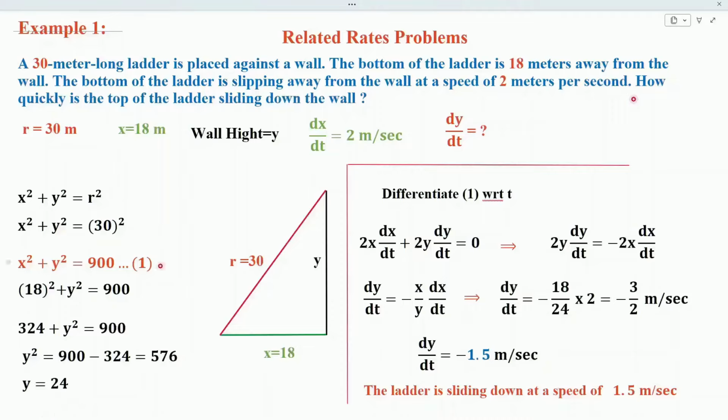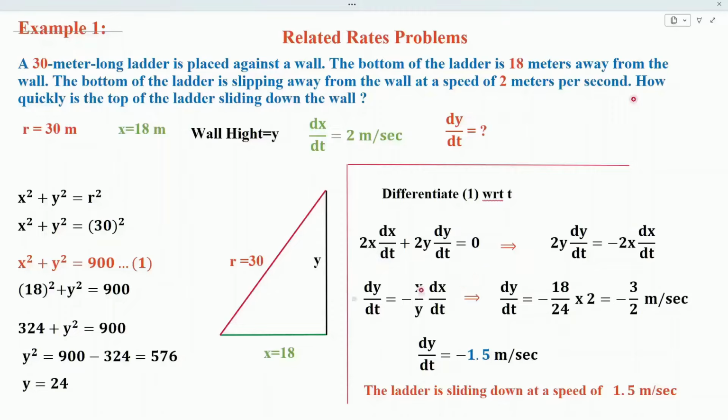Now differentiate equation 1 with respect to t. Differentiation of x square is 2x into dx over dt. Differentiation of y square is 2y dy by dt, and differentiation of constant is 0. Now shift this term to the right hand side. Divide both sides by 2y, we get this equation.